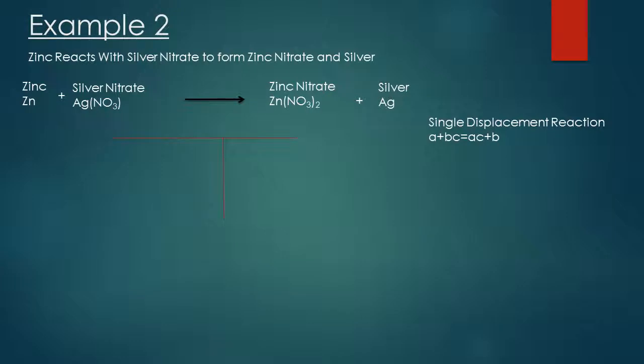On the left hand side, zinc has 1, silver has 1, and nitrate has 1 atom, whereas on the right hand side, zinc has 1, silver has 1, nitrate has 2 atoms. So we need to balance the nitrate atoms. When we do that, we get this.